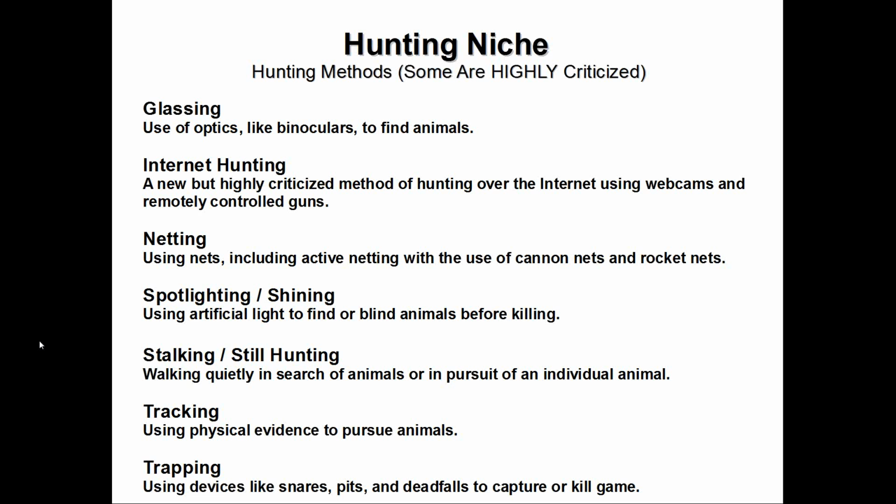Next up, you have netting, where people use nets. It could just simply be throwing nets or setting up nets to trap animals. It could also be active netting, using things like cannon or rocket nets to trap the animal that you're going after. You also have spotlighting, using artificial light to either find or blind the animals. This is often done at night and, while it sounds pretty simple, it's typically also a criticized hunting method.